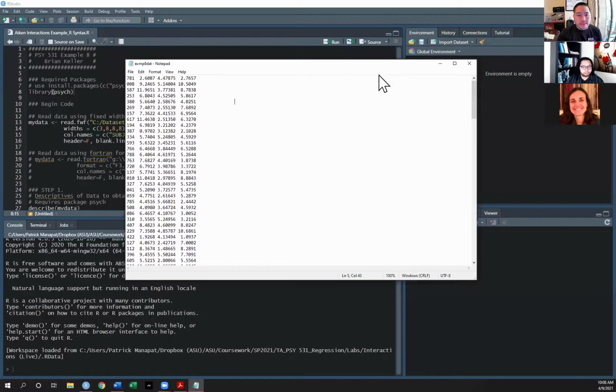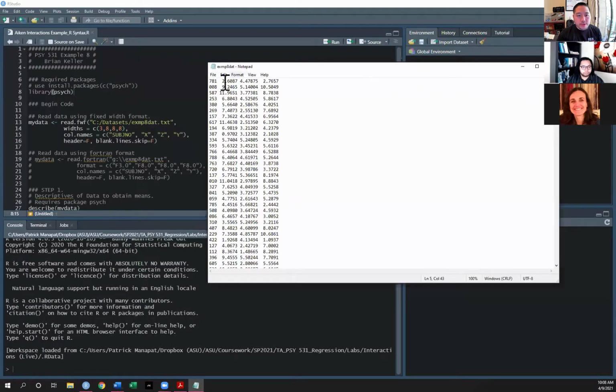So again, it's a text file, and as we've been doing, we'll be specifying the different widths here. So here, subject number would be 3 spaces wide, because if we start here and we click over to the right, it's 1, 2, 3 spaces. And then the next variable will be 1, 2, 3, 4, 5, 6, 7, 8. So that's how you count the different widths when you're reading in a fixed width format data set.